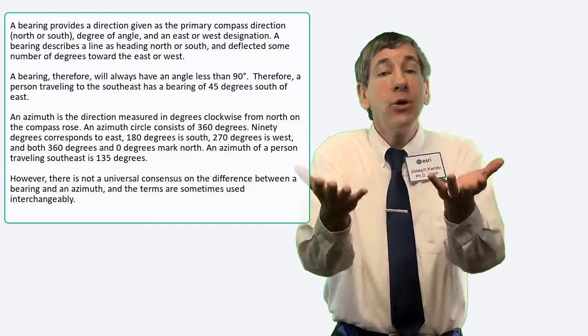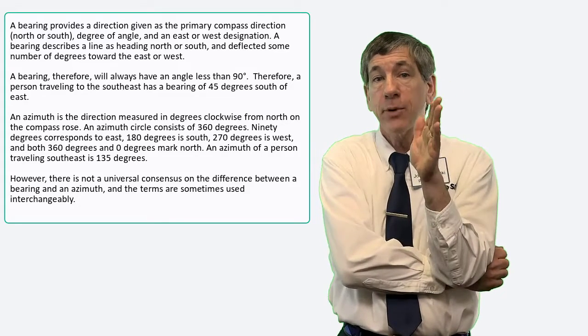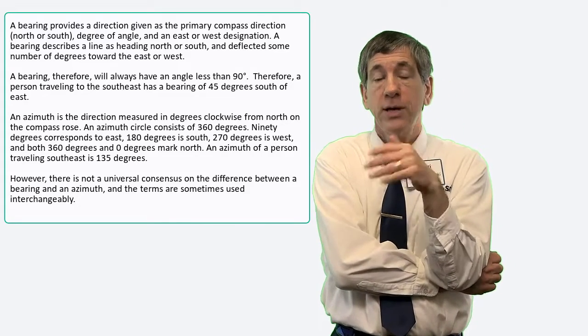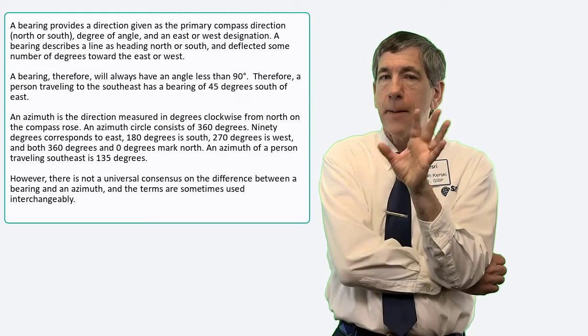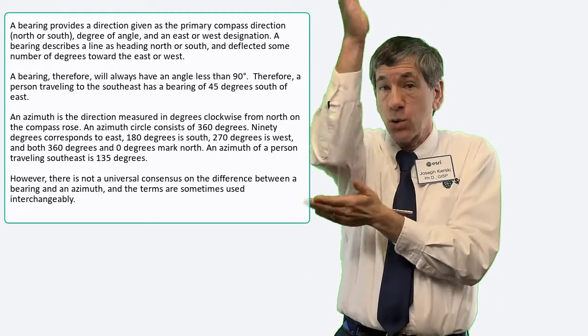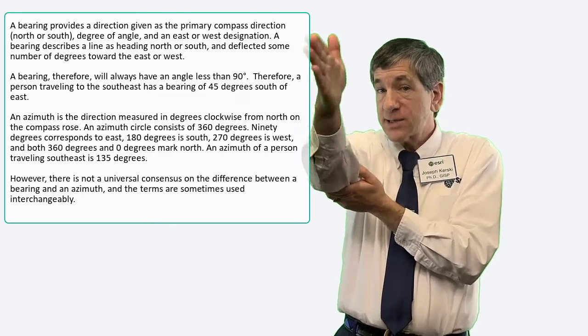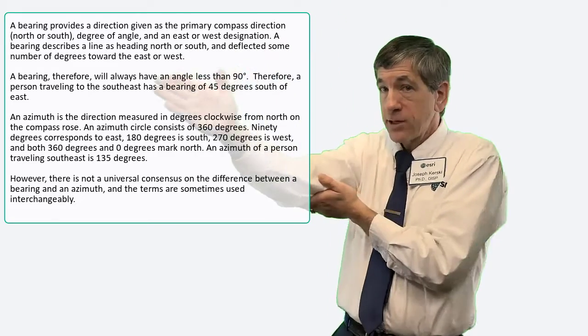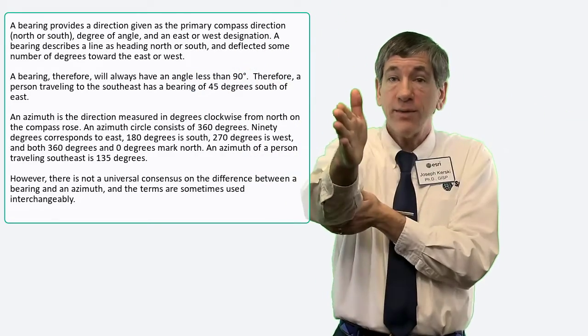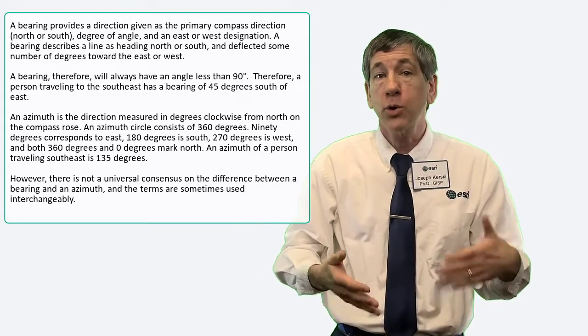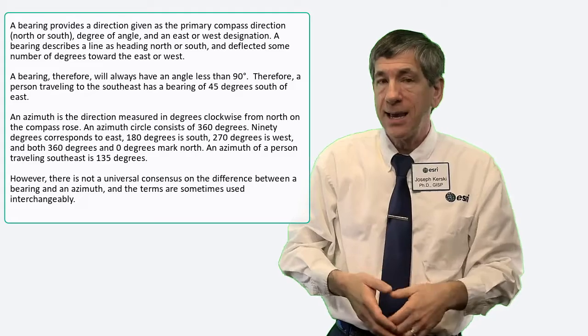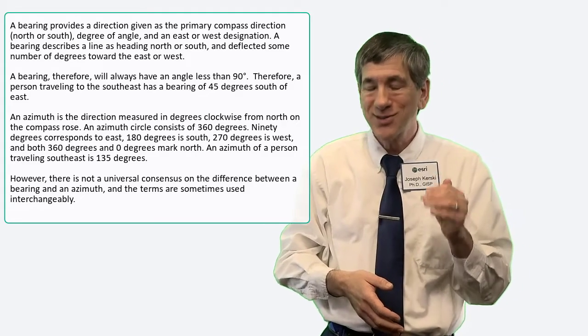Now, a bearing provides a direction given the primary compass direction, north or south, a degree of angle, and an east or west designation. A bearing describes a line as heading north or south and deflected some number of degrees toward the east or west. A bearing, therefore, will always have an angle less than 90 degrees. Therefore, a person traveling to the southeast has a bearing of 45 degrees south of east.